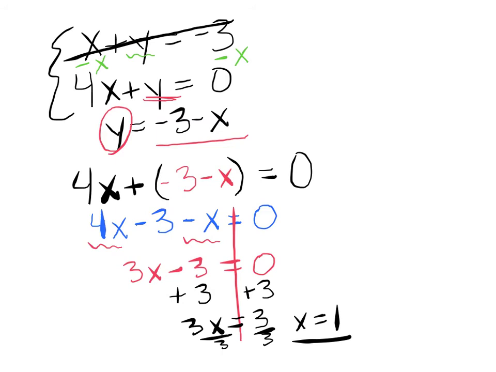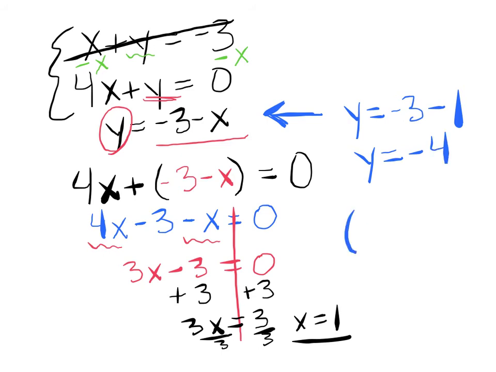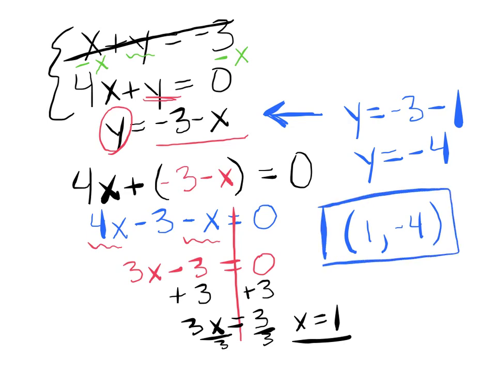Good thing we have all sorts of ways to find y. I'm going to use this one. Why? Because it looks to me like the simplest one. y equals negative 3 minus x. All I need to do is plug that number in for x. So, y equals negative 3 minus x. But I know that x is 1, so it's minus 1. y equals negative 3 minus 1, so y equals negative 4. So we can write our final answer as the point (1, negative 4). And we can check our answer by plugging it back into the original system of equations.